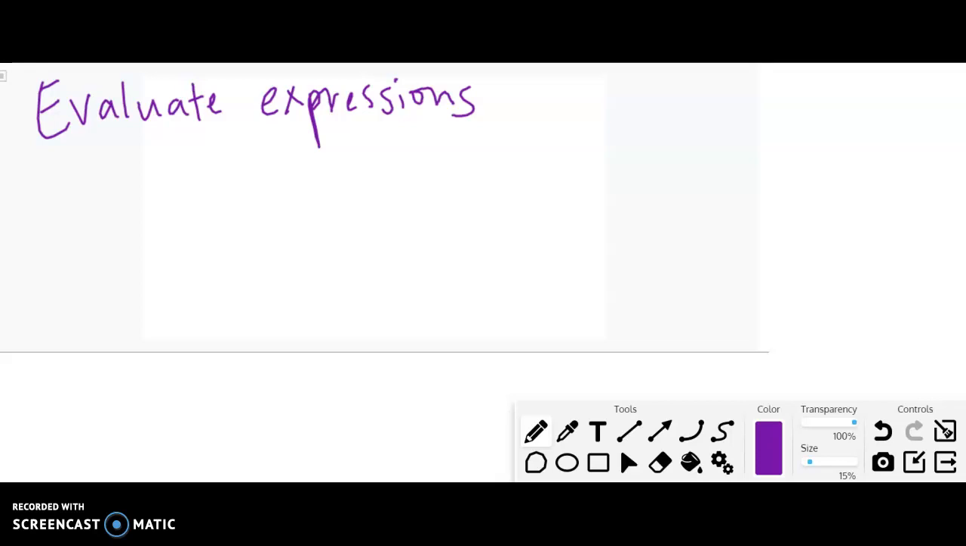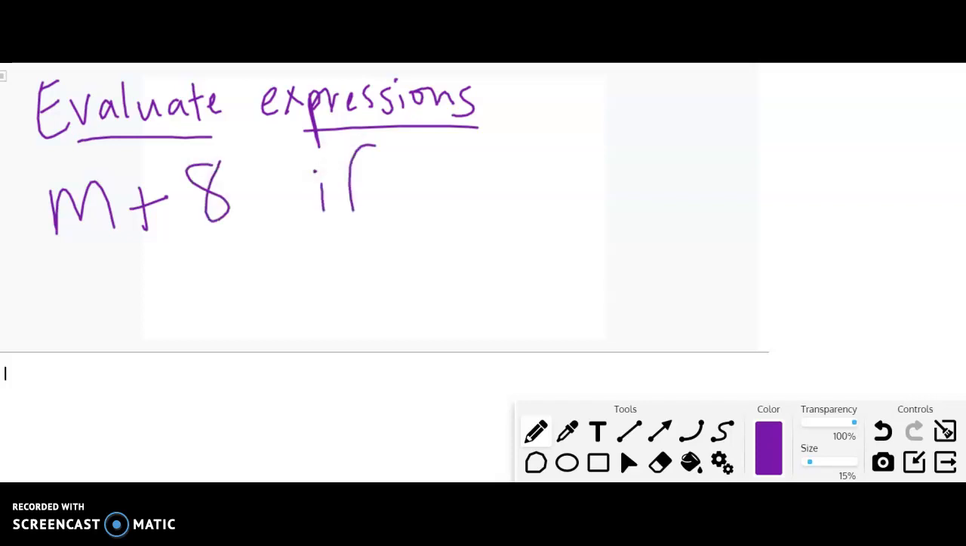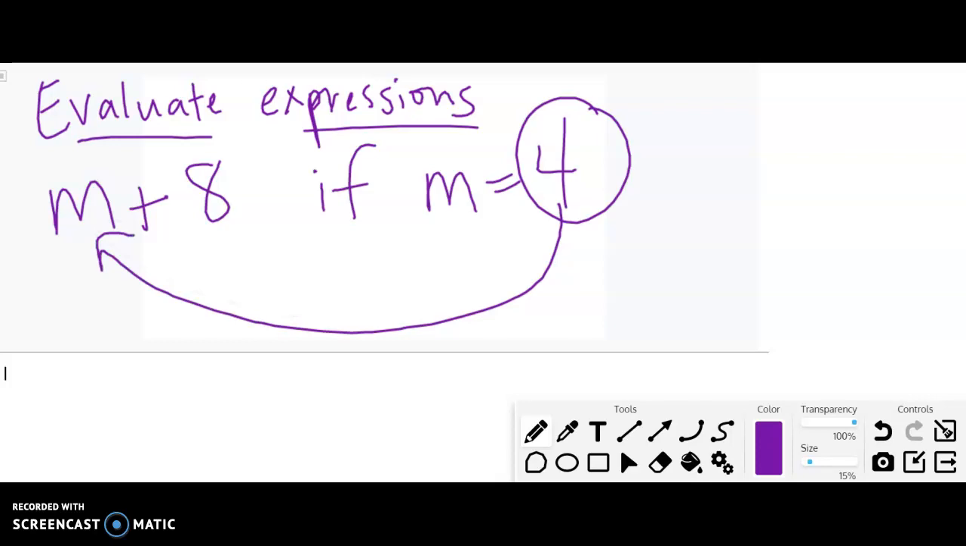All right, fifth graders. This time we are still evaluating expressions, but this time they're going to have variables in them. For example, I might have the expression m plus 8, and then I might tell you if m equals 4. Okay? Now, m could equal a number of things, but if m equals 4, I can take this 4 and put it in where m is.